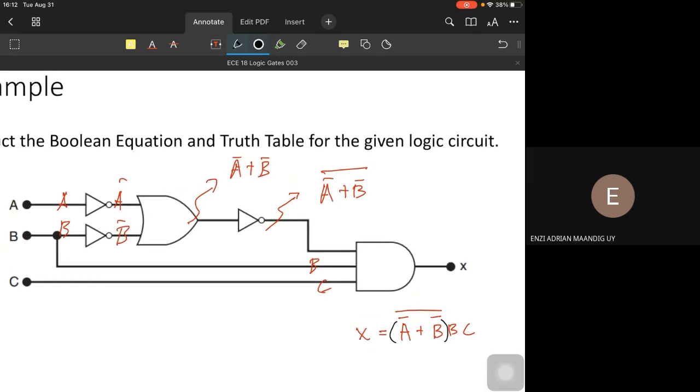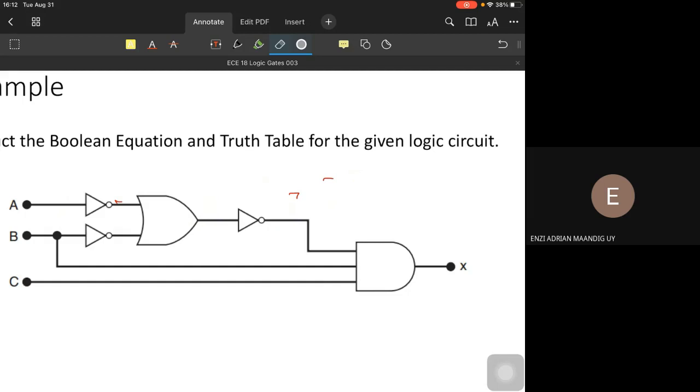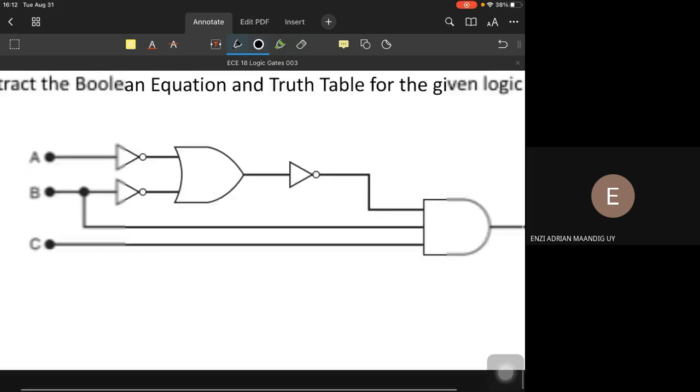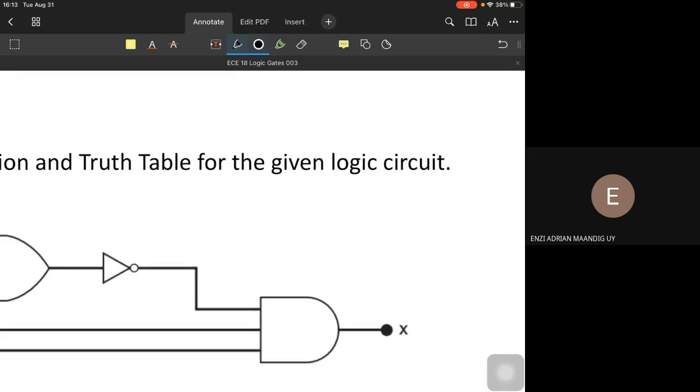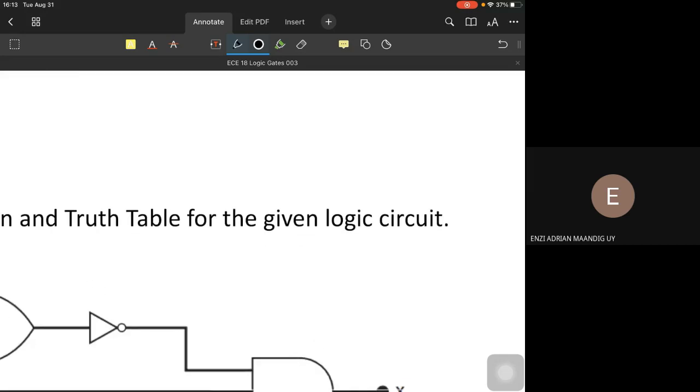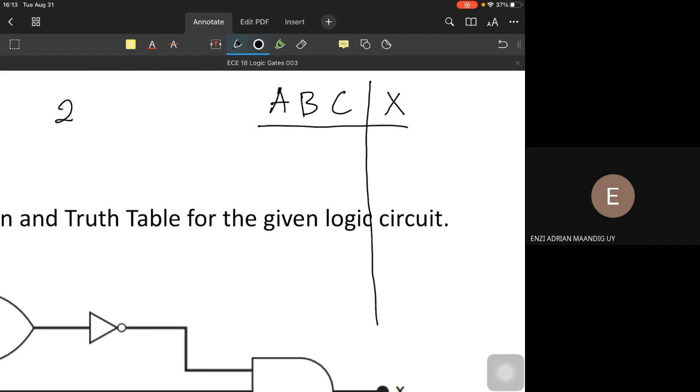Later we'll do the other one. It's a Boolean equation. How about the truth table? So first we begin with the columns A, B, C, output. There are three inputs, so 2 to the 3 is 8. So we have 8 possible inputs.